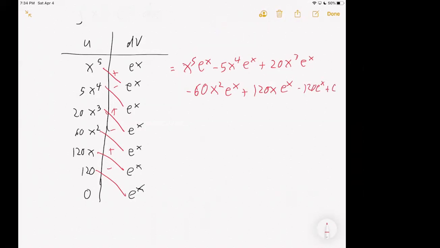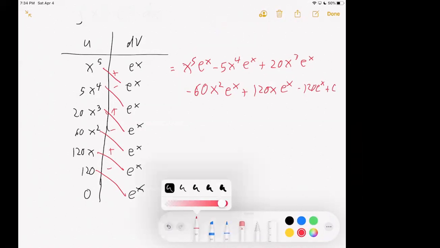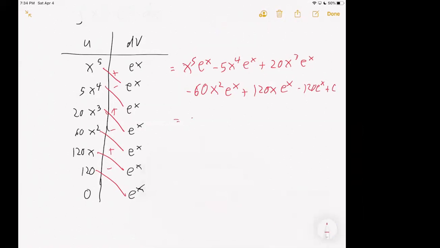plus c. Actually, a nice way to express this answer, since they all have e to the x, so let's keep it in there, would be to say this is e to the x times x to the 5th minus 5x to the 4th plus 20x cubed minus 60x squared plus 120x minus 120 plus c. So that would be a good way to express the answer.